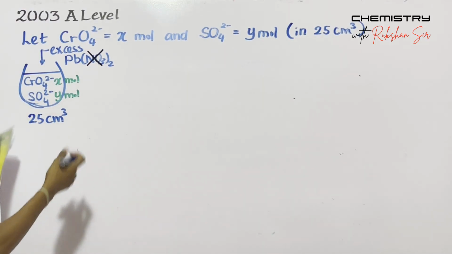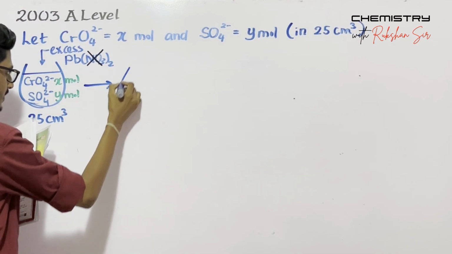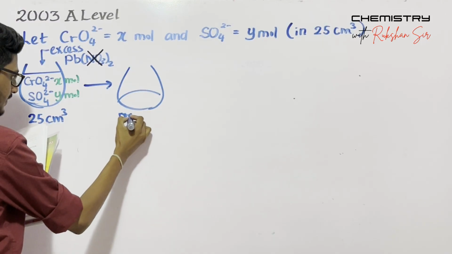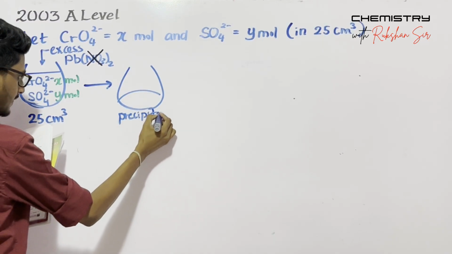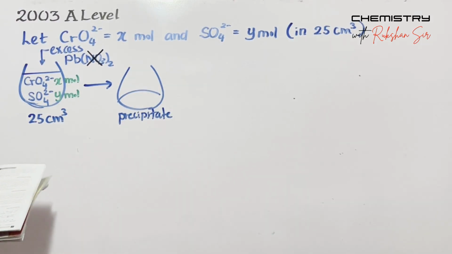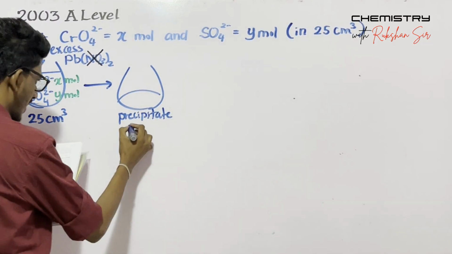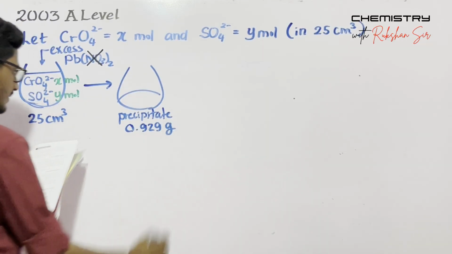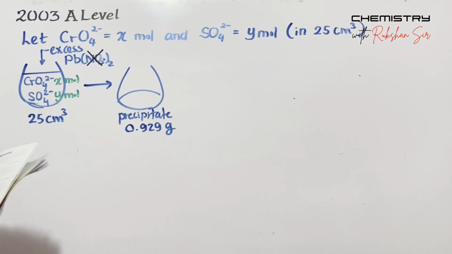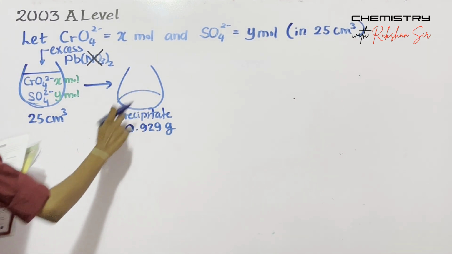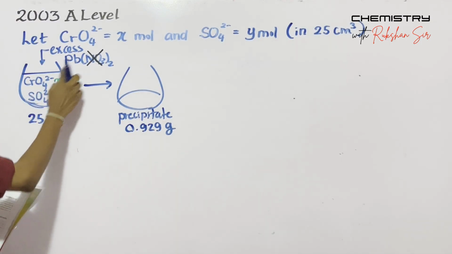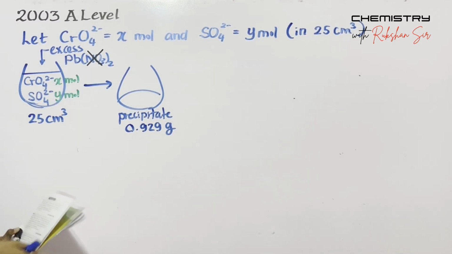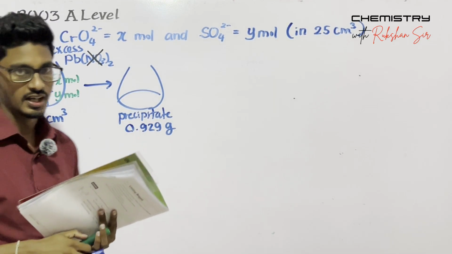So a precipitation appears, and its mass is given. After drying, the mass is 0.929 g. That is given. So with this one you can think of lead chromate as well as lead sulfate, because the chromates and sulfates will precipitate with lead ions.